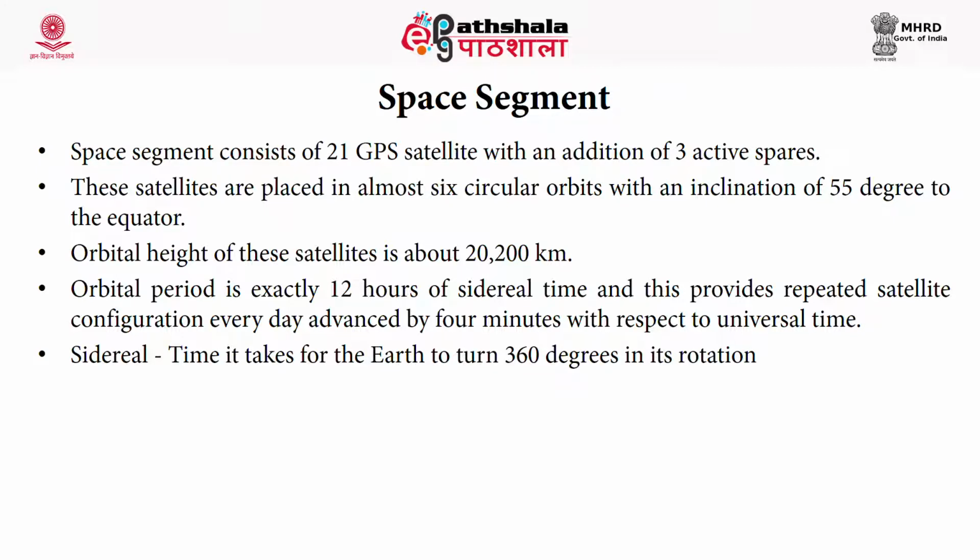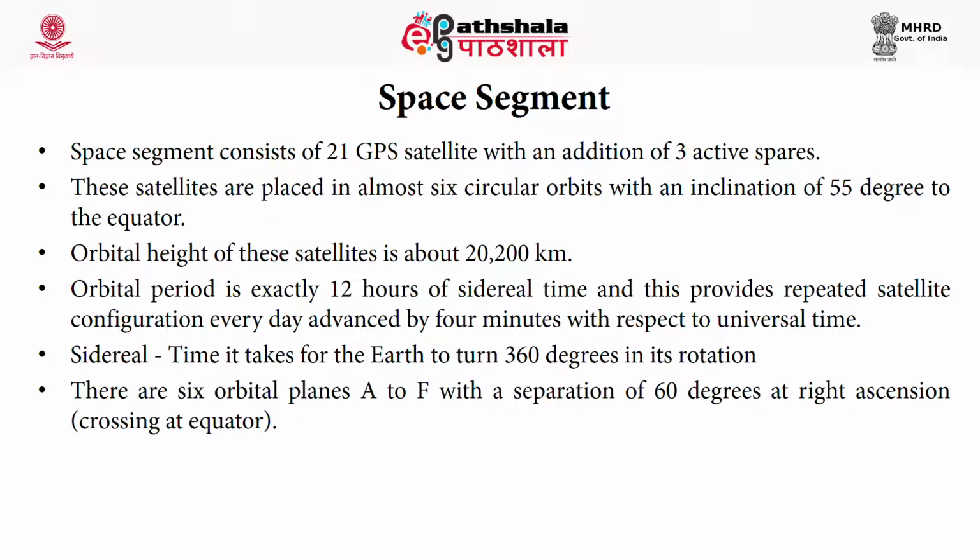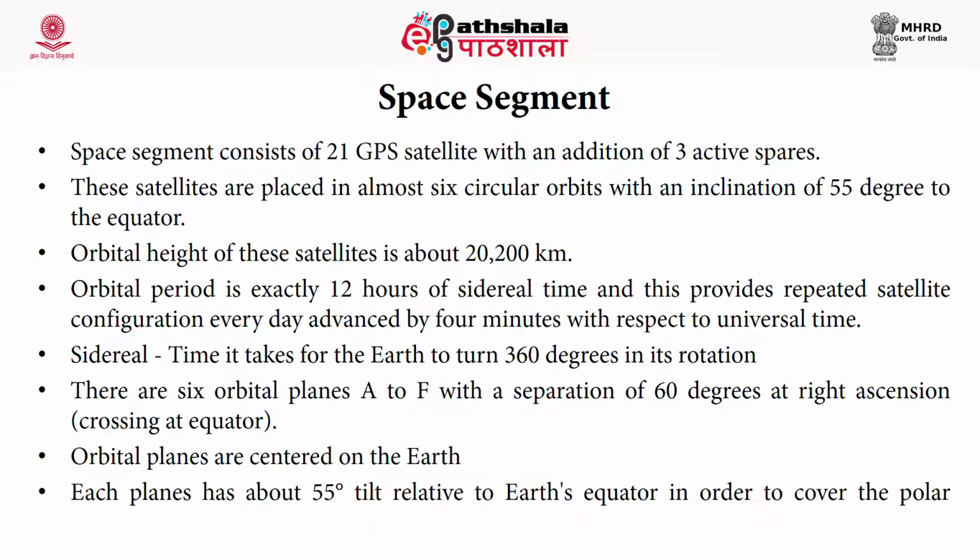Talking about sidereal time, it is the time taken by the earth to turn 360 degrees in its rotation. So, there are 6 orbital planes from A to F which are at a separation of 60 degrees at the right ascension which crosses the equator. These orbital planes are centered on the earth. Each plane has about a 55 degree tilt relative to earth's equator in order to cover the polar regions.